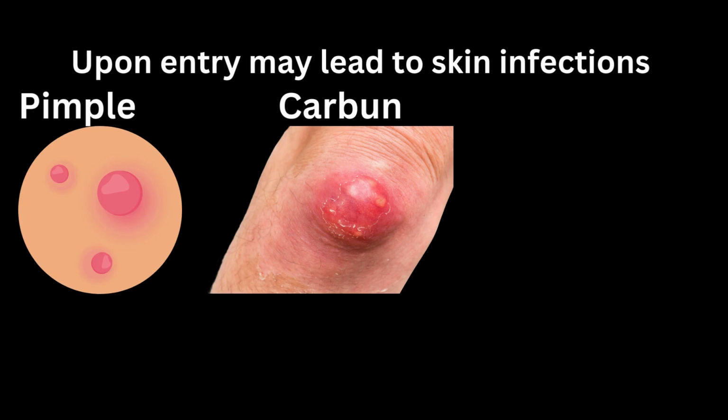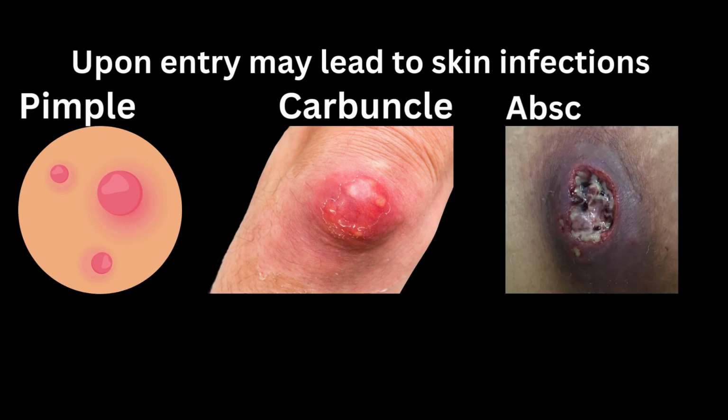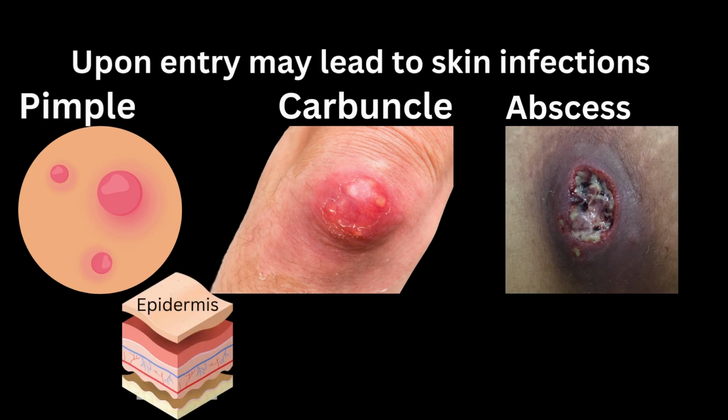When they enter through these fissures into your body, they may lead to several skin infections like a pimple or a carbuncle or an abscess, which is a collection of pus. They may also infect the epidermal layer of the skin and may lead to impetigo. They may also go deep down to infect the dermis layer, causing cellulitis.